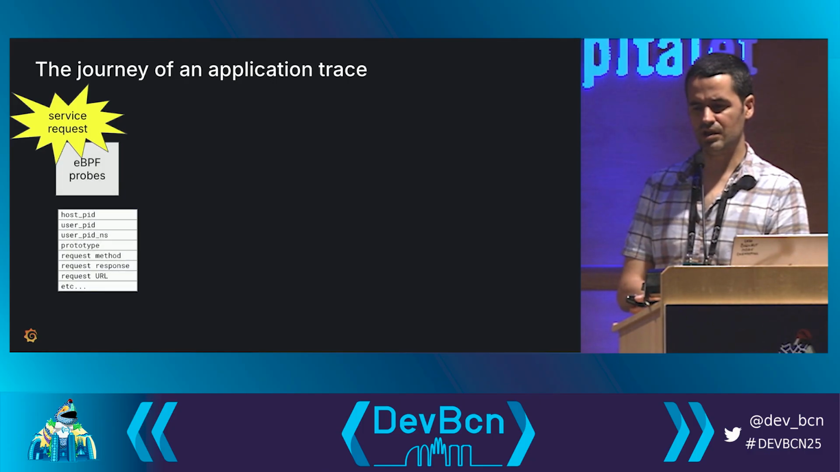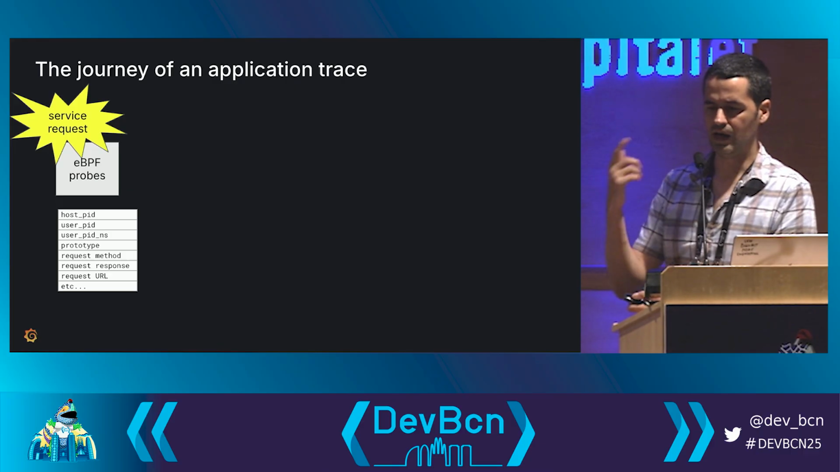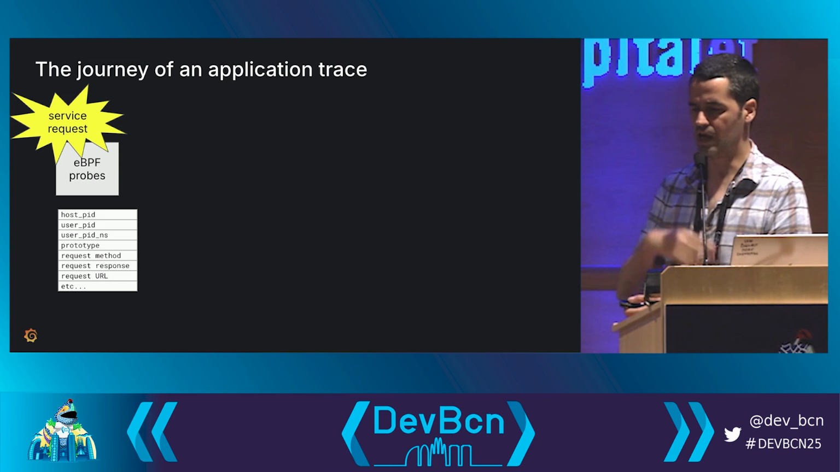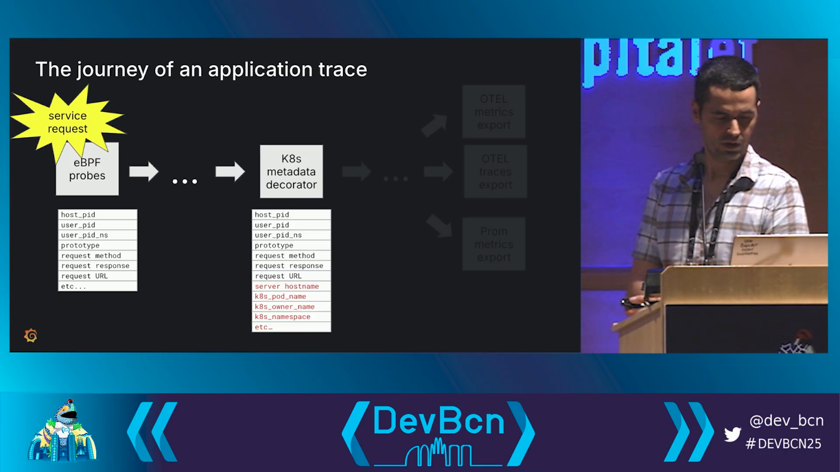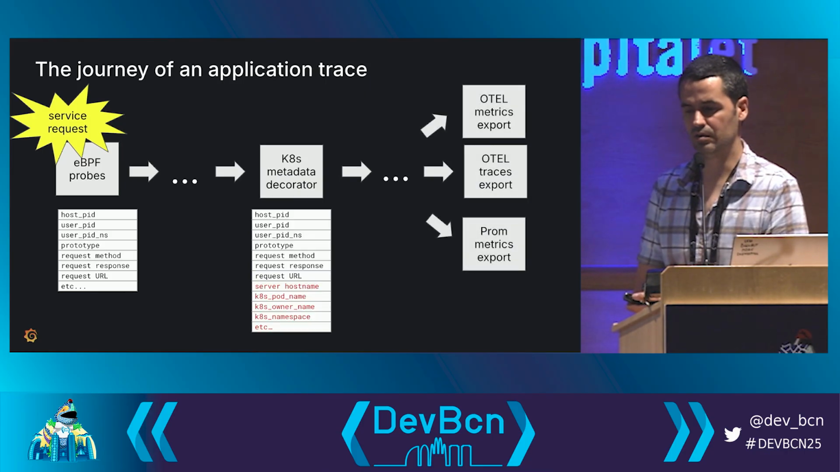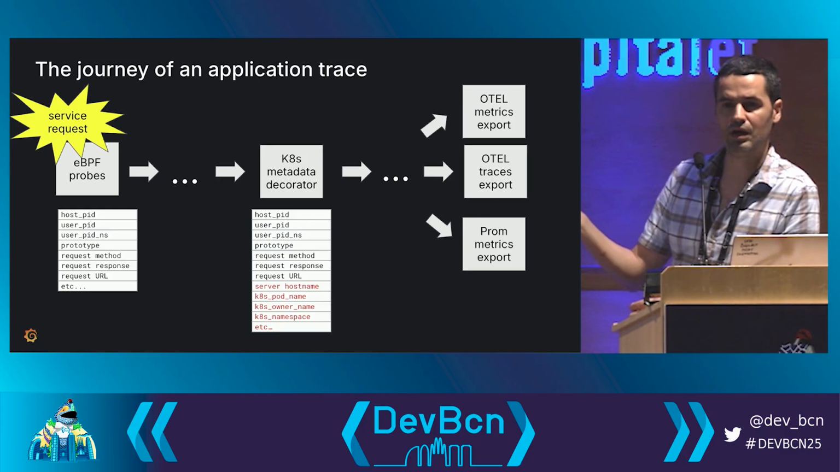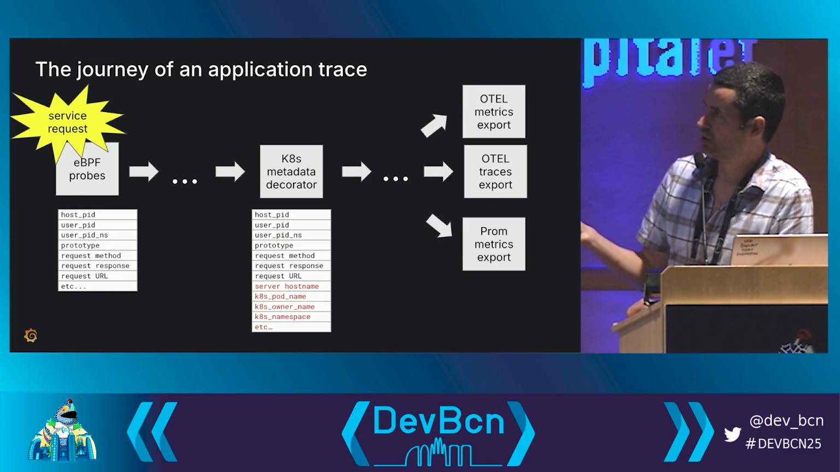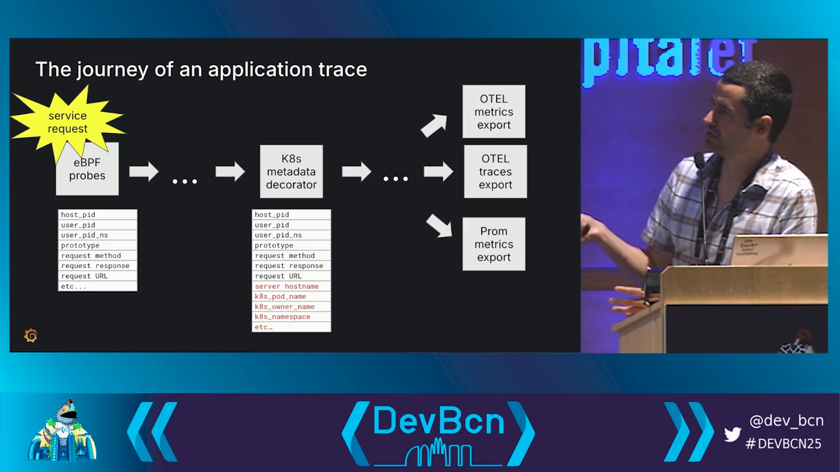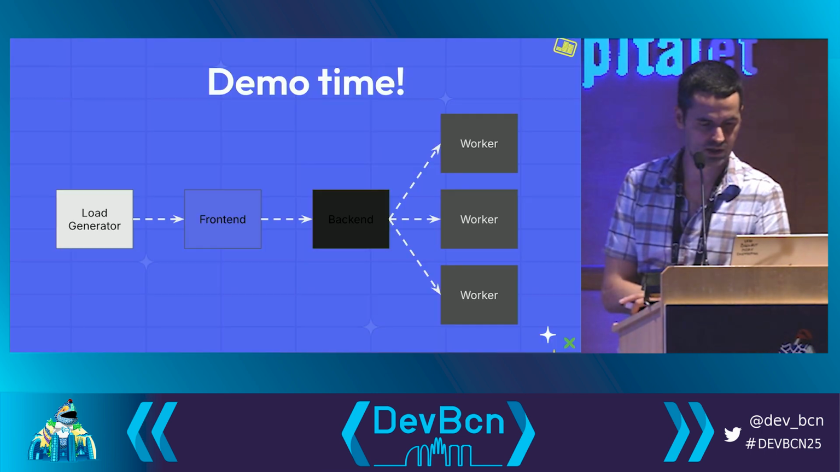So the journey of an application trace basically is: from the eBPF probes, you get some low-level information like PIDs, protocols, internal eBPF or internal request information. Then you have a Kubernetes data decorator, which, using the host PID and user PIDs as keys, has an internal database matching all these PIDs to your Kubernetes information, so you can decorate the data with something more meaningful for users, like the server host name, pod names, etc. And then you can provide metrics and traces.